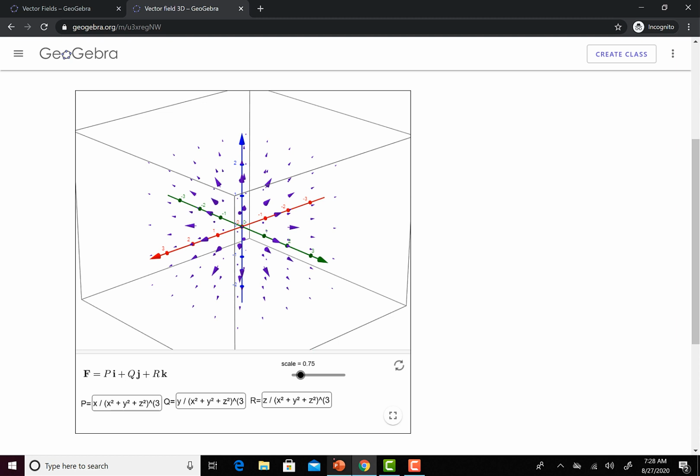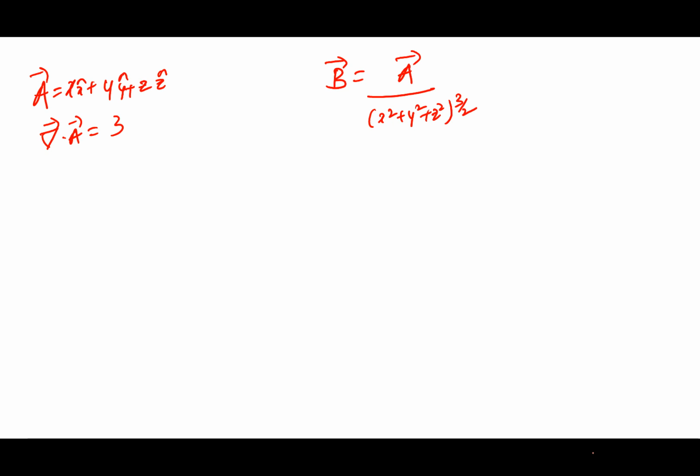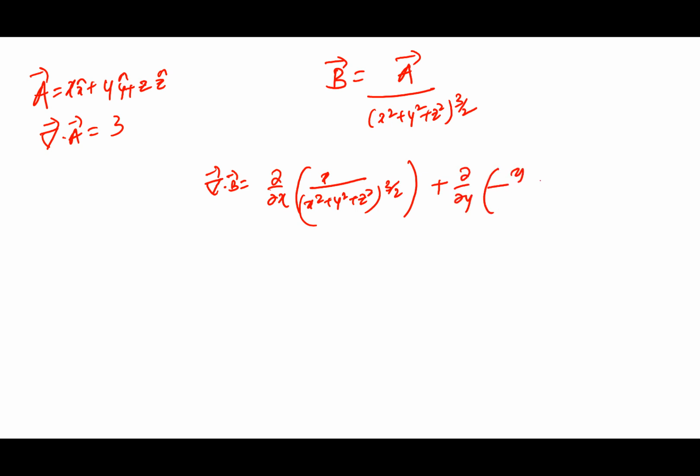So now let's actually calculate. Go back to the PowerPoint and calculate the divergence of this. So we have the divergence of B, which would be dou by dou x of x divided by x squared plus y squared plus z squared whole to the power 3 by 2, plus dou by dou y of y divided by x squared plus y squared plus z squared to the power 3 by 2, because this is going to be x x̂, y ŷ, z ẑ divided by x squared plus y squared plus z squared to the power 3 by 2.